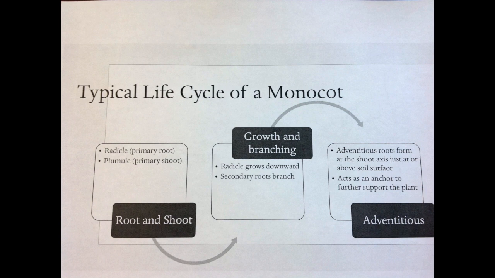As you see here on this paper, the radicle and plumule will be the first things to come out, the root and the shoot. Next, we're going to have the radicle growing downward, and then we're going to have some secondary roots branching out, which is the growth and branching phase of a monocot. The next stage that we have is adventitious roots forming at the shoot axis, just at or below the soil surface. And these adventitious roots act as an anchor to further support the plant.